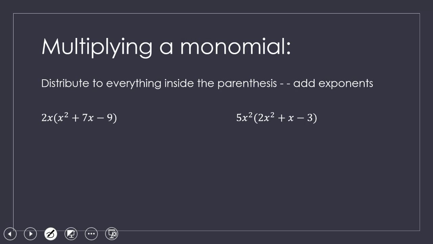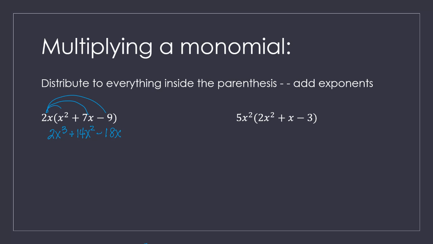Now, when we are multiplying, there's a couple different things that we need to know how to multiply. First of all, when we have a monomial, which remember is one term, we distribute that to everything that is inside the parentheses, and this time we are going to add the exponents. So when I multiply 2x times x squared, I get 2x to the third. When I multiply 2x times 7x, I get 14x squared. And when I multiply 2x by negative 9, I get negative 18x. So be really careful about the exponents here. When you're multiplying, you do add the exponents together. You also multiply any coefficients that are there.